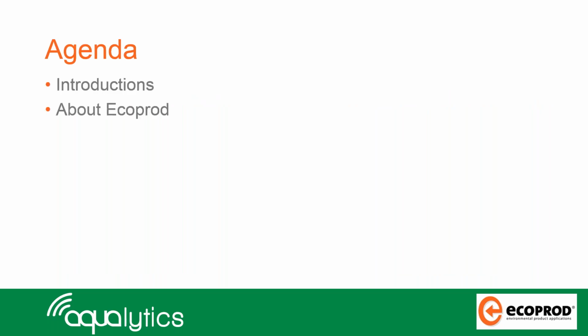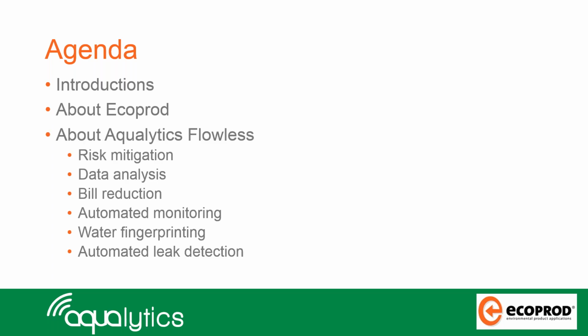A little bit of our agenda for today is a few introductions, a little bit about EcoProd, and then I'm going to hand over. Harvey's going to cover more details on the Aqualytics Flowless product, going into risk mitigation, data analysis, bill reduction and automated monitoring, how the water fingerprinting works, and how to automate these leak detection processes. We'll finish off at the end with a few questions if those have been submitted along the way.